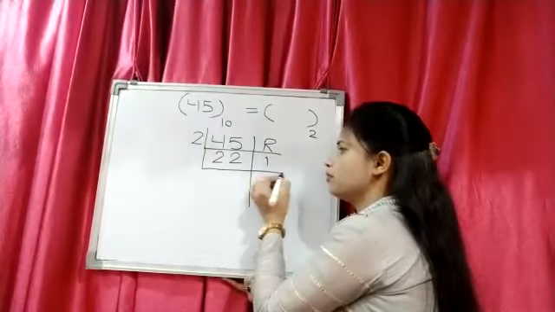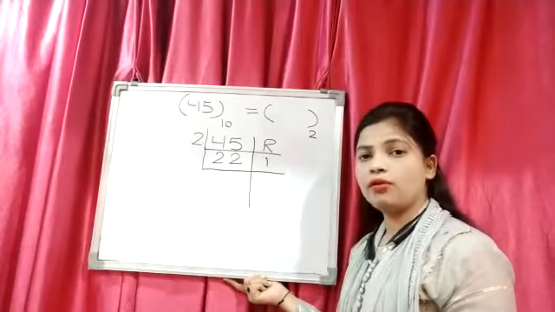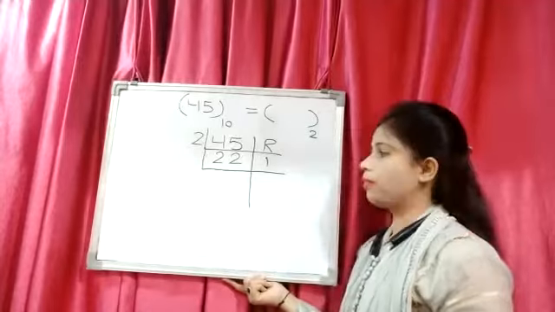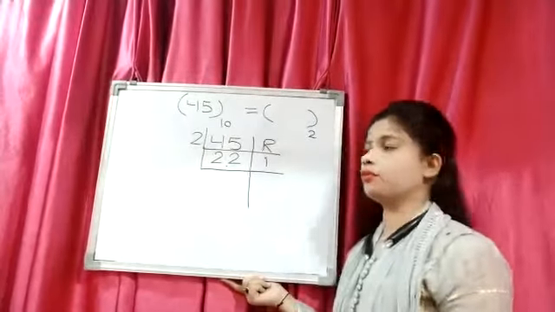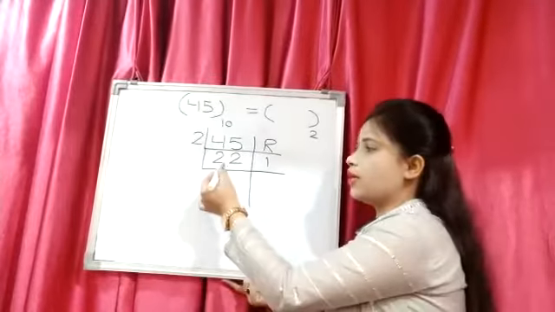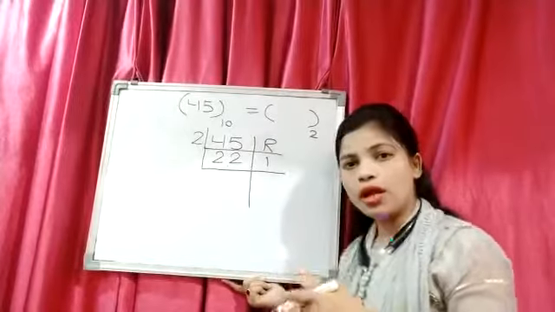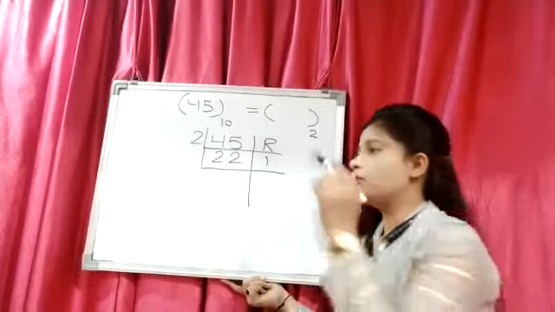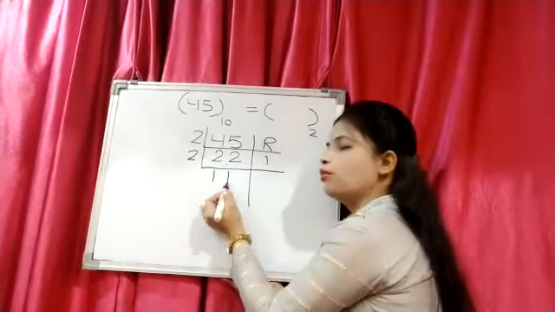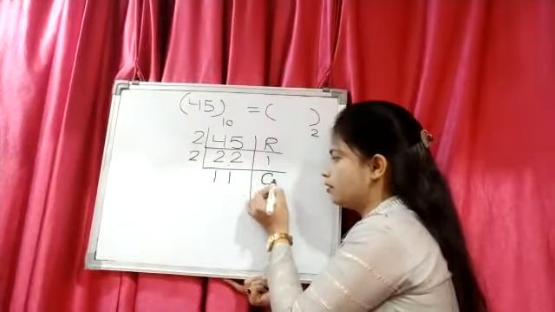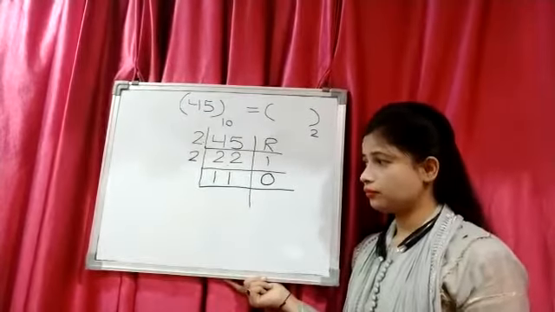Next step, divide the result of the division by 2. Here the result of the division is 22. Divide the result of the division by 2 and again write down the remainder. So again divided by 2. 2 ones are 2. Remainder is 0.